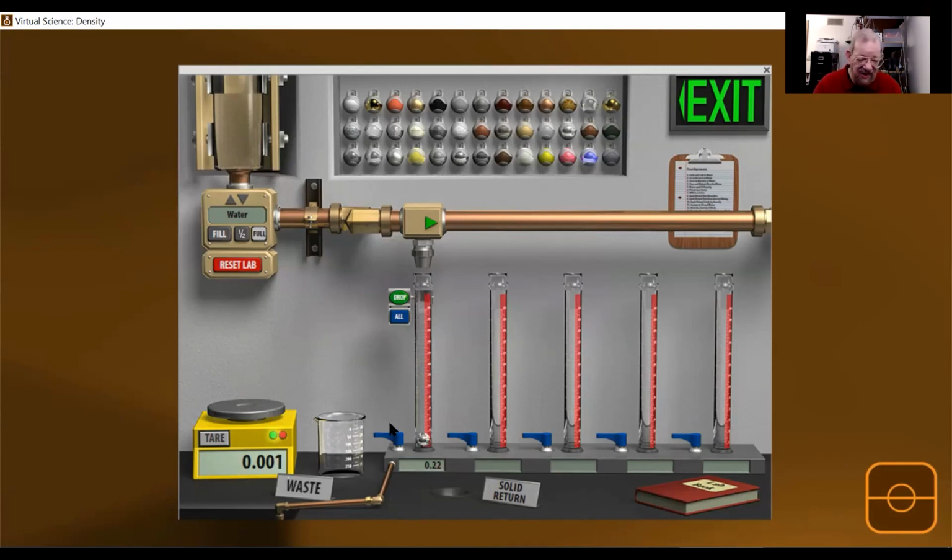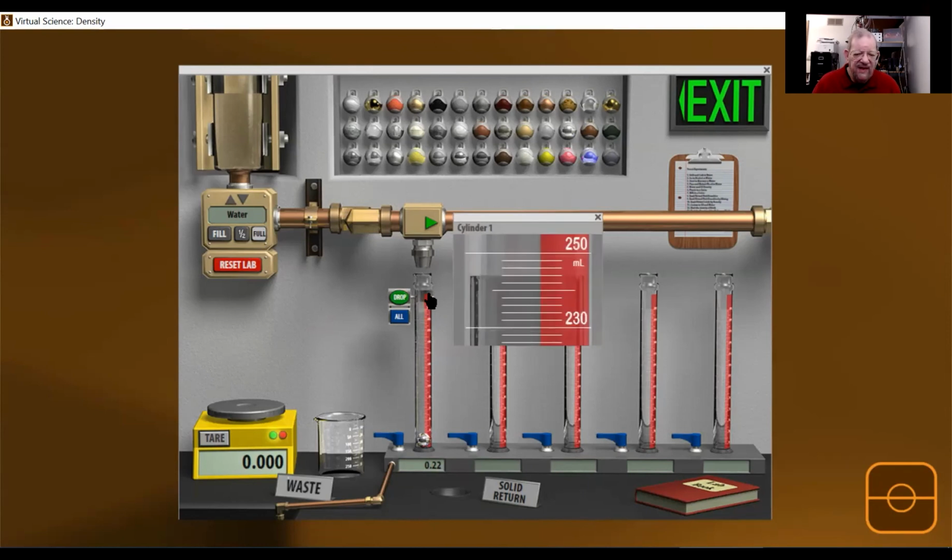Because platinum has a higher density than water, but maybe I'm lying to you. Now you need your final volume. Put your cursor over the graduated cylinder. If you notice, it's gone up. Now, how do we read this?